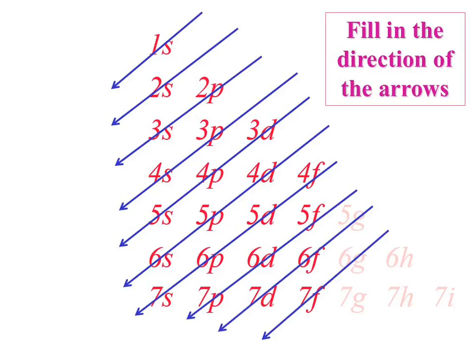So if I said you have to go with the lowest n plus L value and then go on to the next n plus L value, you're going to start at the first diagonal, go to the next diagonal, the next diagonal, the next diagonal. But I also said that if you have subshells with the same n plus L value, you start with the lowest n. So basically, you're going to start at the top of the diagonal and move down.